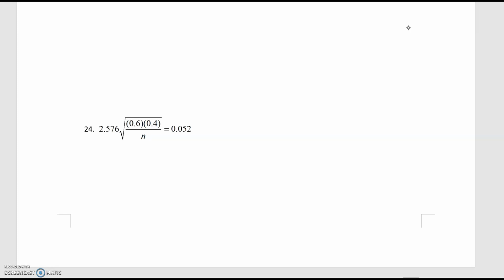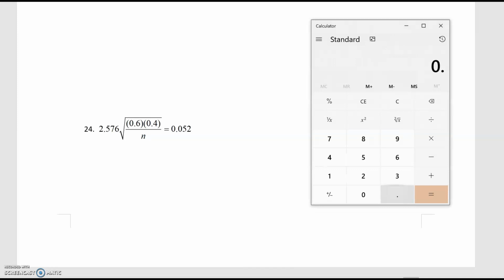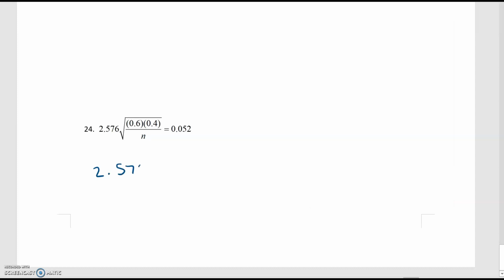Before you do anything, actually, this 0.6 times 0.4, there's no variable in that part, so why not just multiply that right now? So 0.6 times 0.4 is 0.24. All right, so let's write this out. 2.576 times the square root of 0.24 divided by n equals 0.052.